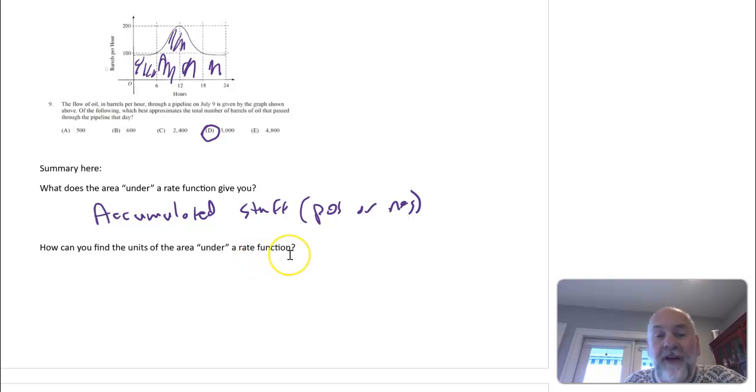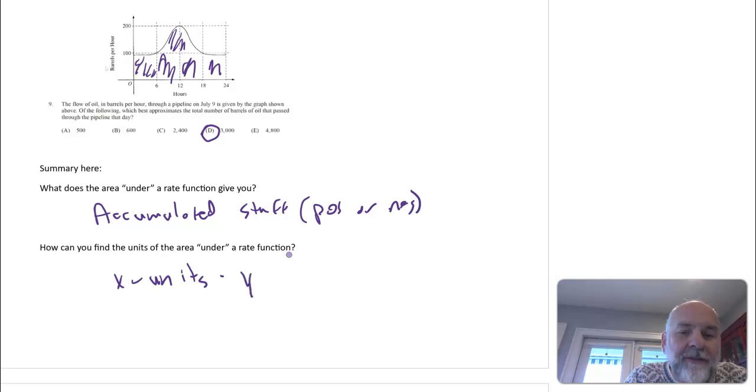And then how can you find the units of the area? Just do the x units times the y units.